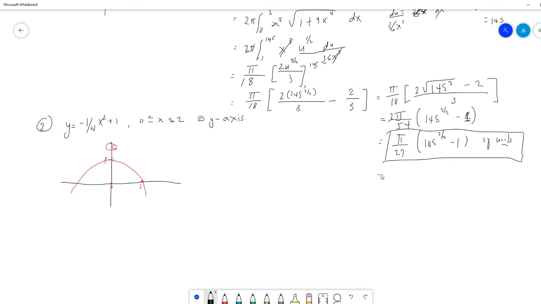Well, actually, you can also do this, no? It's either of the two na lang. Pi over 27, and then gawin natin 145. So, then square root of 145. So, this is 1 half plus 1, di ba? Minus 1. Wala lang. Just want to make it more complicated.